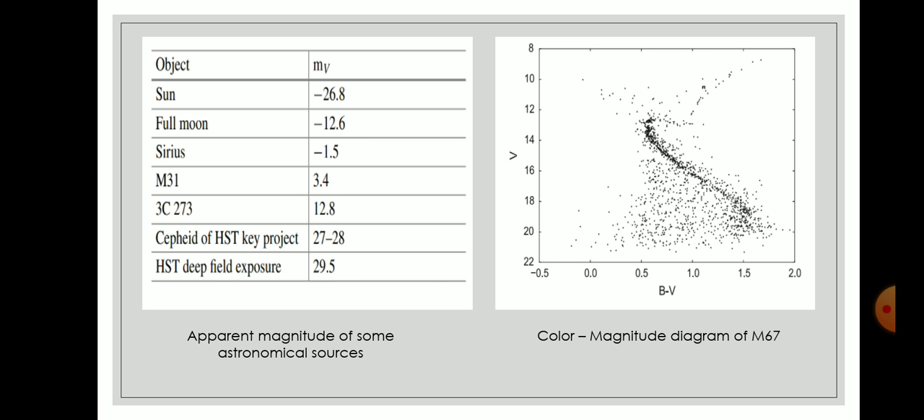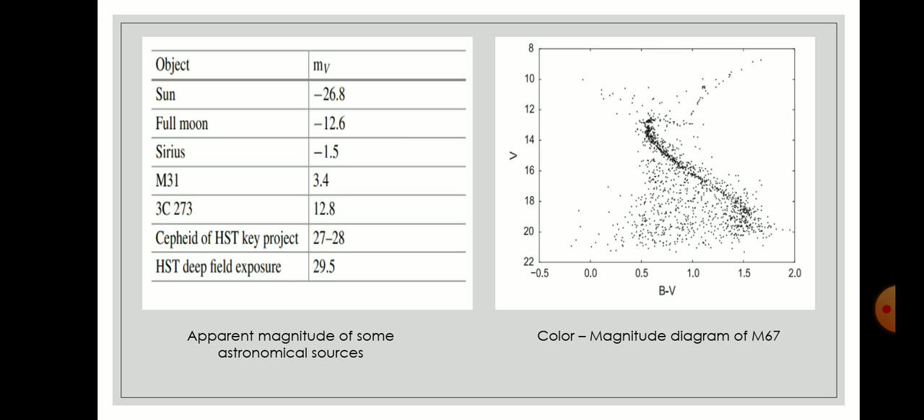The power of photometric observations is demonstrated by the color magnitude diagrams, the graph of the absolute magnitude in one band against the color, the difference of the magnitudes in two bands. Generally, the diagram reports the V magnitude and the B-V color. The position on the diagram provides information on the star type.